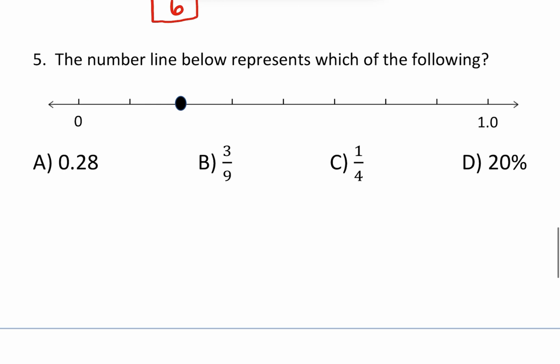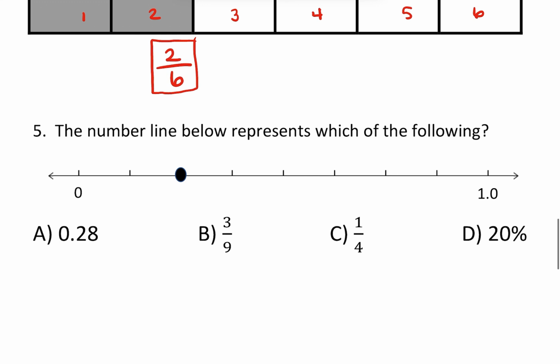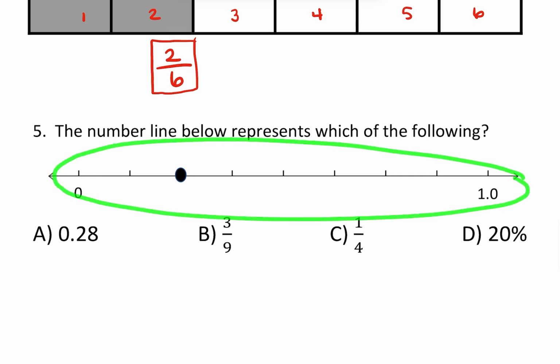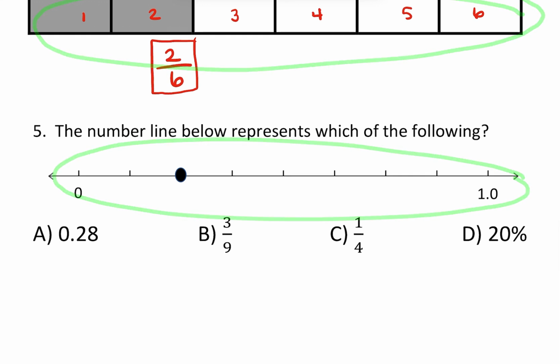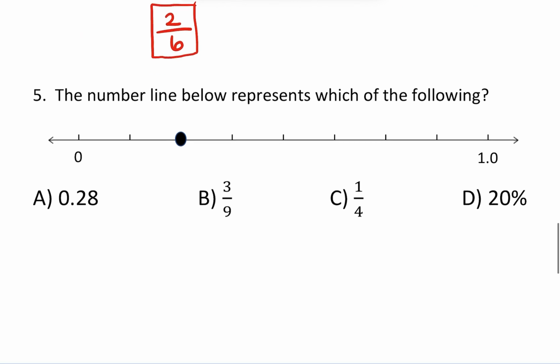All right, so number 5, the number line below represents which of the following? So this looks kind of crazy, but I want to show you how to make this number line look like this really easy problem that we just did. So first thing we're going to do is start at the 0 and draw a line at the 0. And then we're going to go to the other end where it has a 1 and draw a line. And then we are going to X out the ends because we do not include the ends. We only go from 0 to 1.